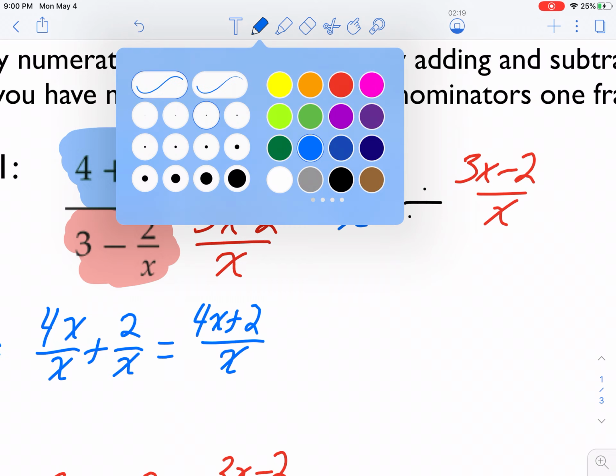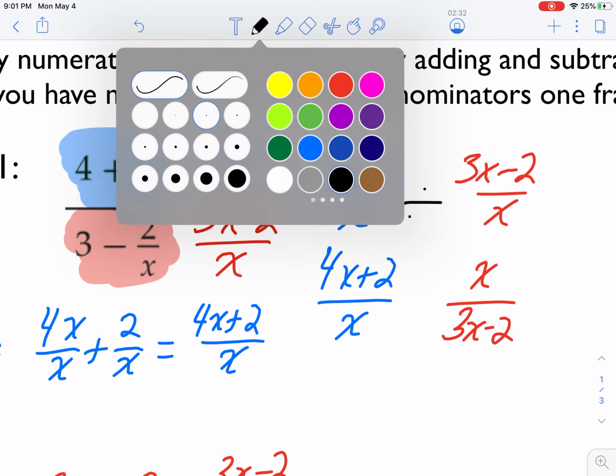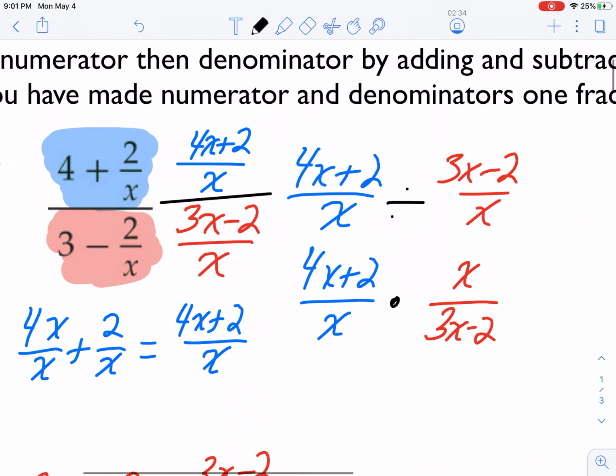Hopefully, if you're feeling comfortable with this and you did well on the test, you know we're going to keep the first one the same. I'm going to flip my second one, so my x comes up top and 3x minus 2 goes down below, and I'm going to change my sign from division to multiplication.